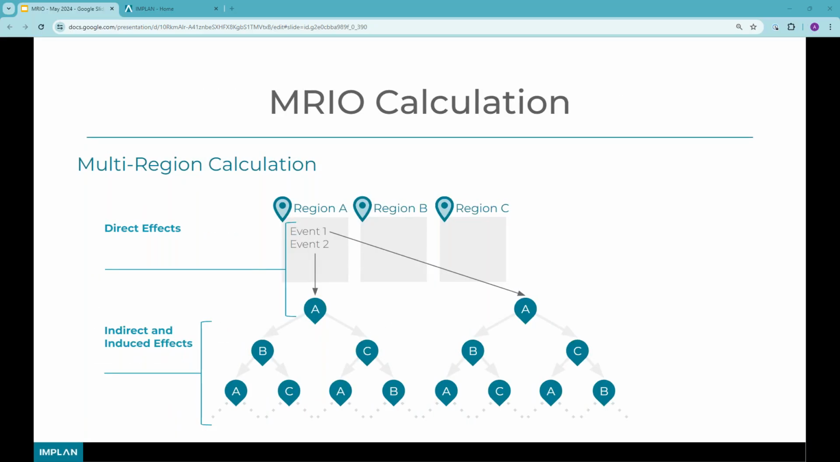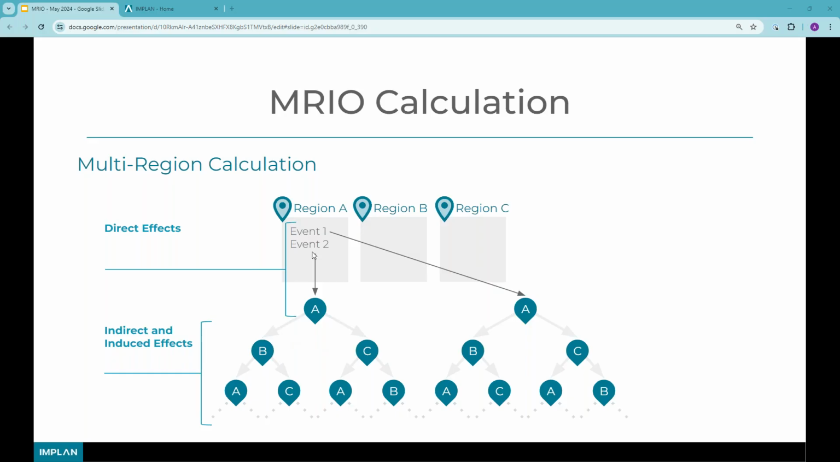So if we can see this in action here a little bit, in a simple MRIO analysis, we can have one event in one region. In this example, we have 2 events in one region, but in reality, we could have multiple events in all 3 regions. And in fact, instead of 3 regions, we could have 10, 20, 50 regions. Each event in each region would create its own calculation of effects, or we refer to them as trees.